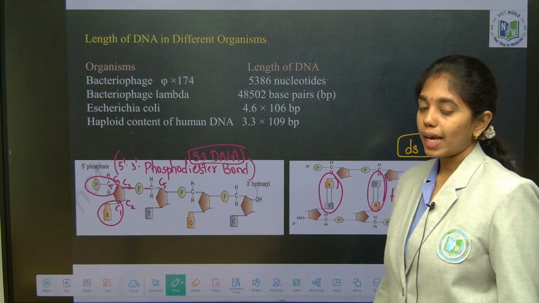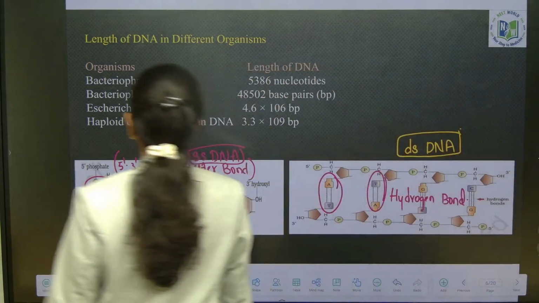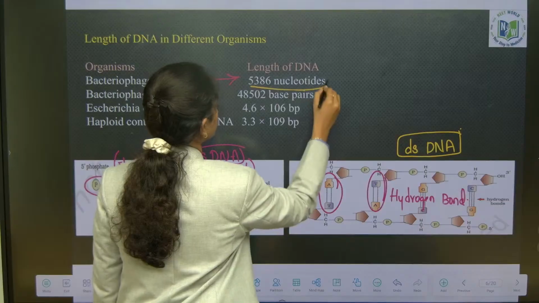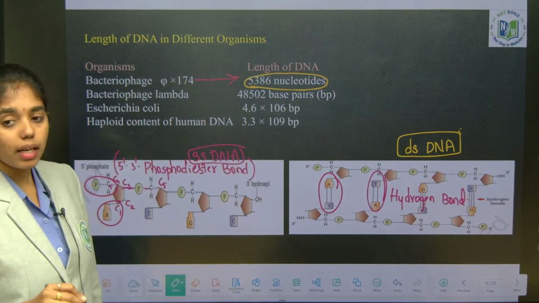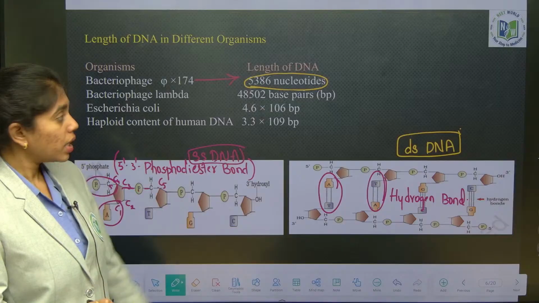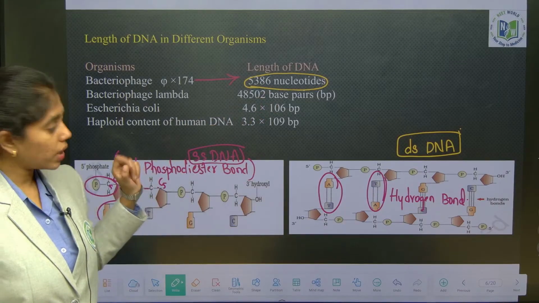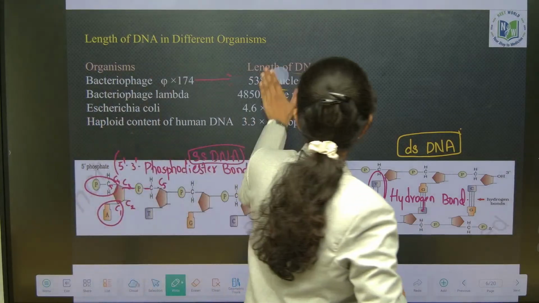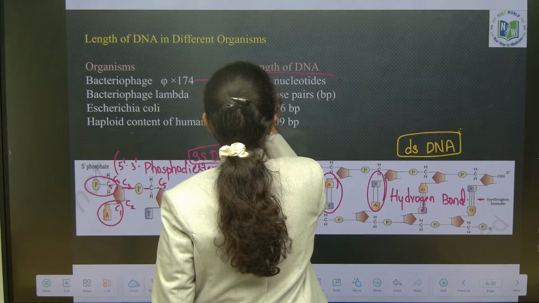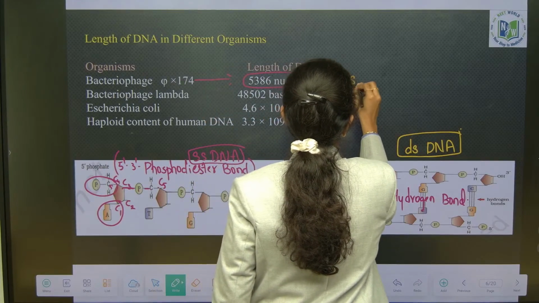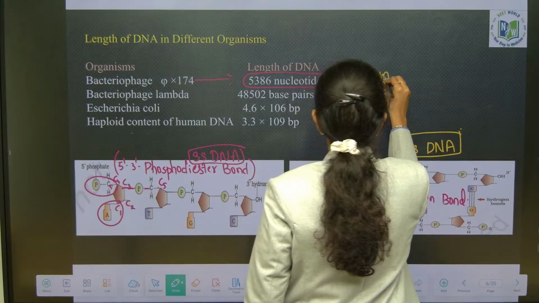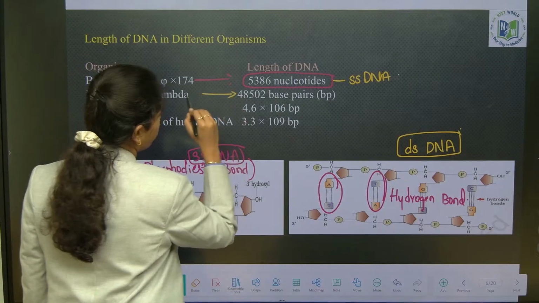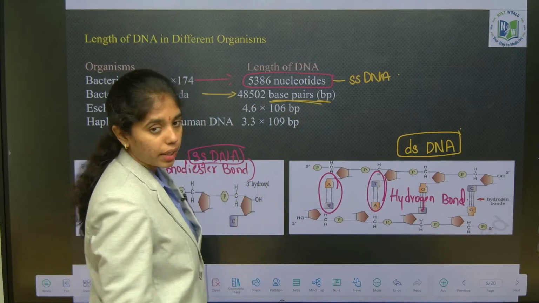Here we go. Organisms and length of DNA. Bacteriophage is having 5386 nucleotides. Here he has clearly mentioned nucleotides, means it is a single stranded DNA. If it is base pairs, two bases are pairing, that is double stranded DNA. So here it is single stranded DNA. Bacteriophage lambda is having 48,502 base pairs, means it is a double stranded DNA.